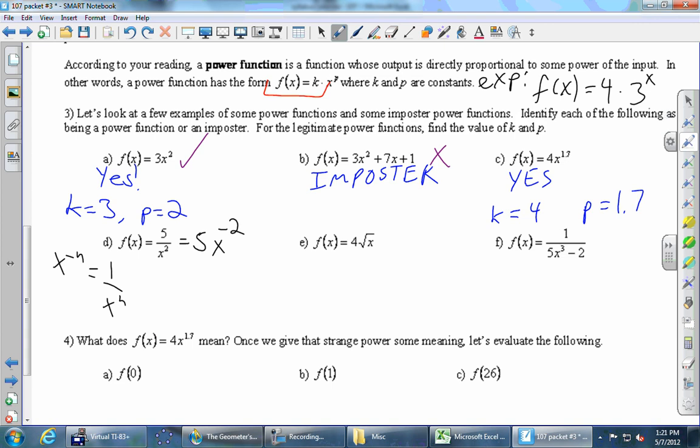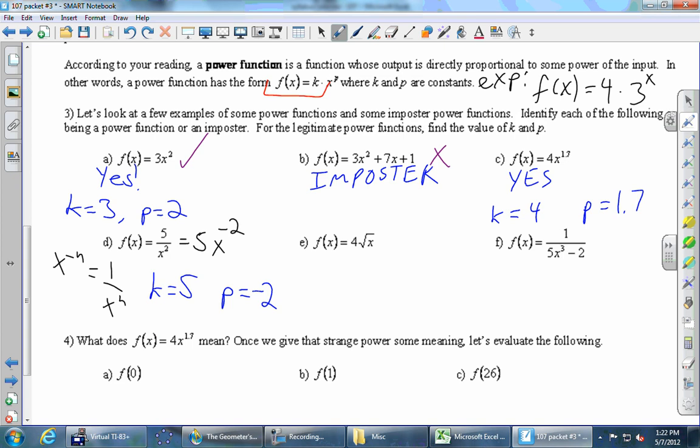So sometimes you have to manipulate it a little bit to make it look like you expect power functions to look. How much is k? 5. How much is p? Negative 2. No problem that p is a negative number. It's perfectly legitimate.